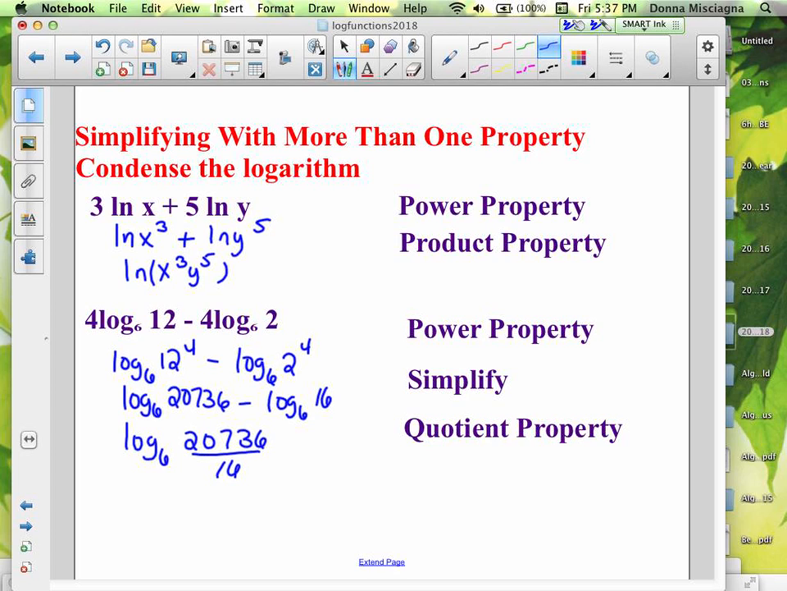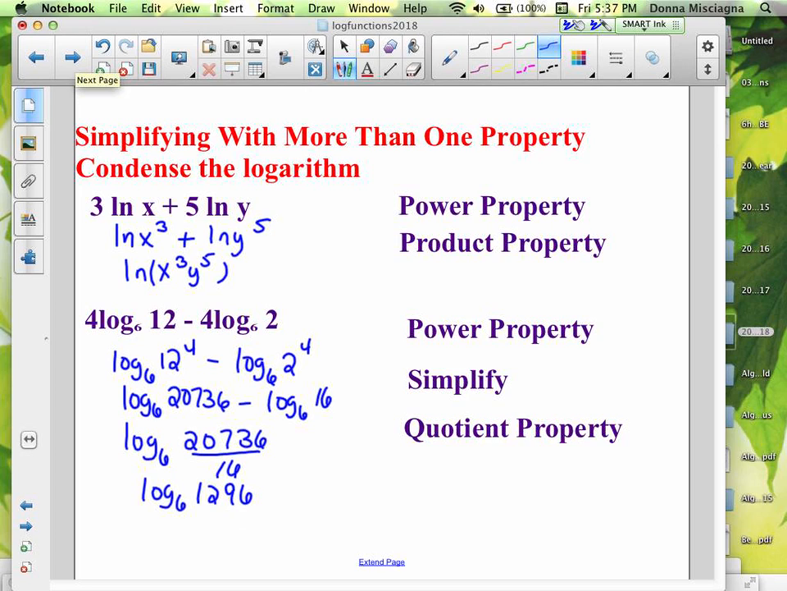Well, I don't know how far they reduce off the top of my head. Maybe I do. But we can see they definitely reduce because they're both even. What if we divide 20,736 by 16? Does it go in evenly? Well, while I look at that, it does. So now I can rewrite that as log base 6 of 1,296.